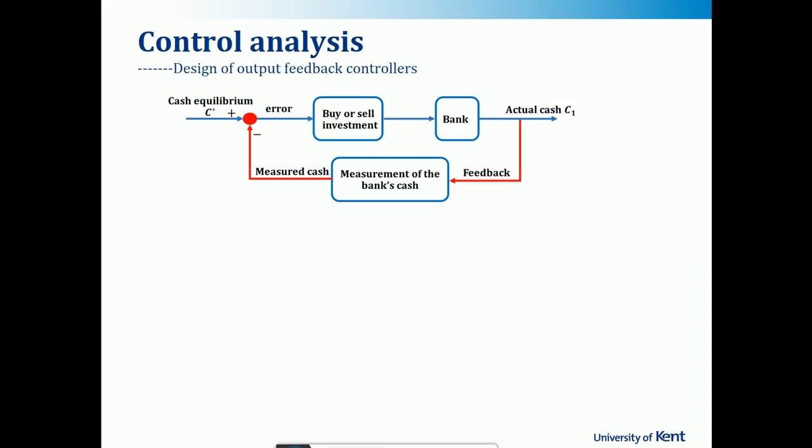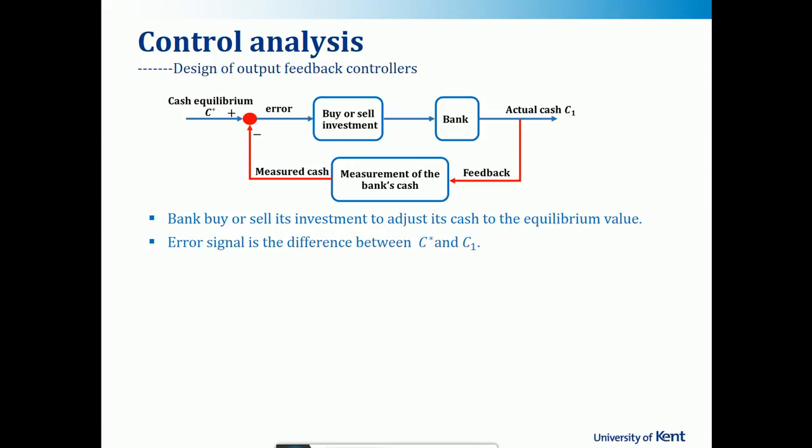This figure shows the configuration of the feedback control design for the one-bank model. The bank buys or sells its investment to adjust its cash to the equilibrium value. The error signal is the difference between the equilibrium cash value and the actual cash value. Depending on the strategy used by the bank to adjust the cash, 2 input distributions are developed.